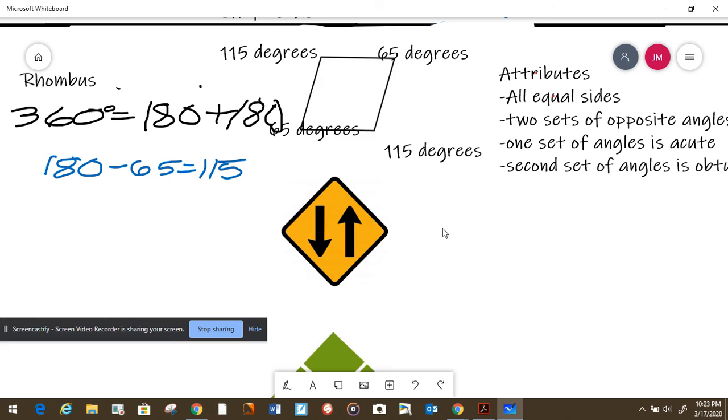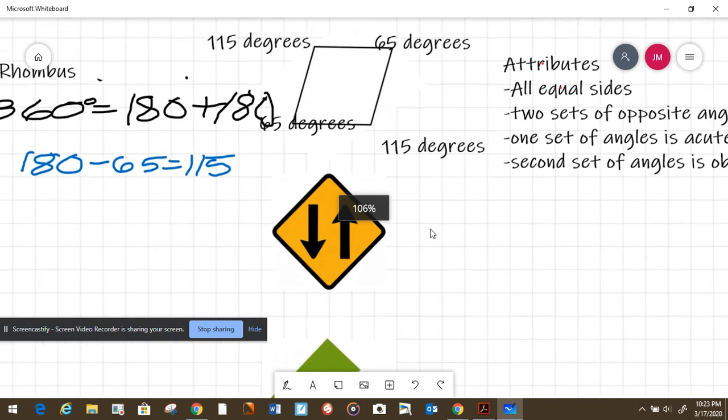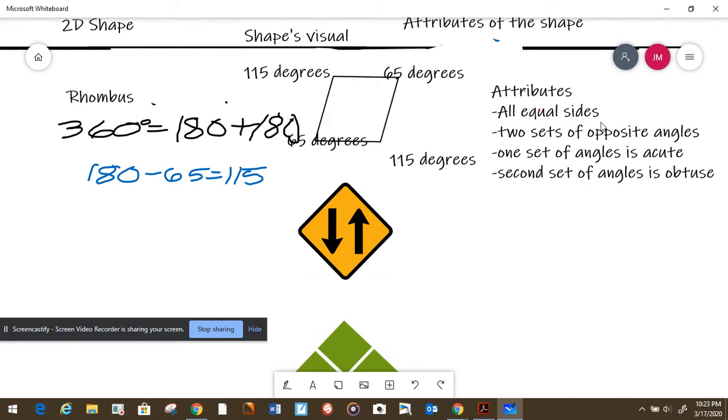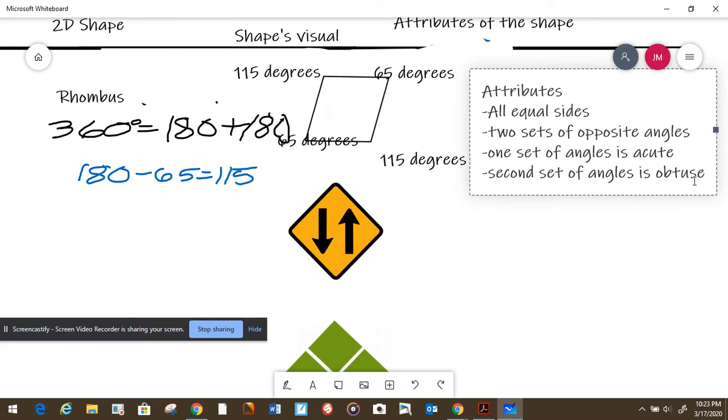So what we need to look at is just making sure that all the sides are the same. And, oh, one more thing, this also is a quadrilateral. Let's not forget that. So a rhombus is also a quadrilateral, just like a square. So these are the attributes.